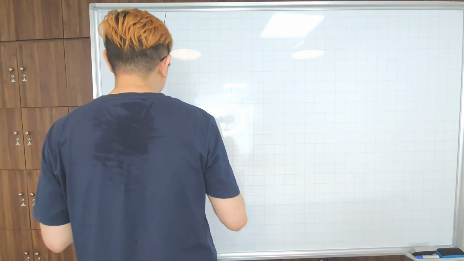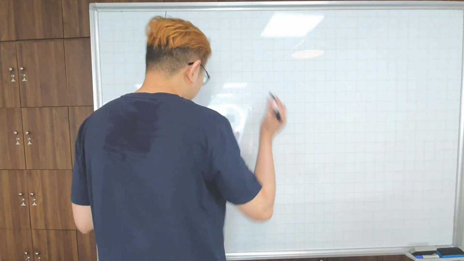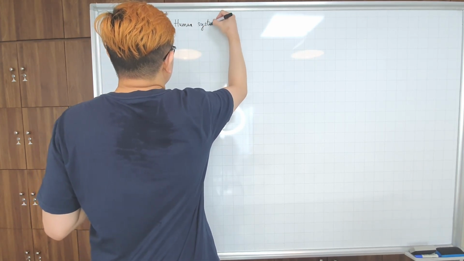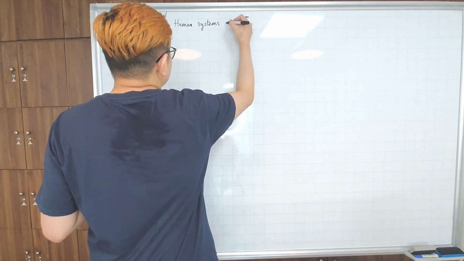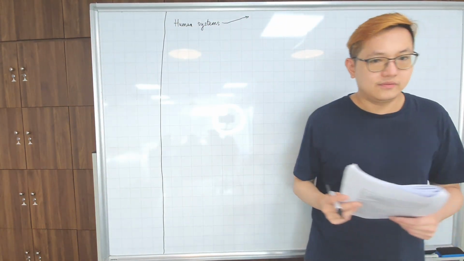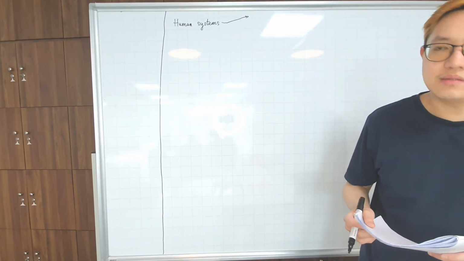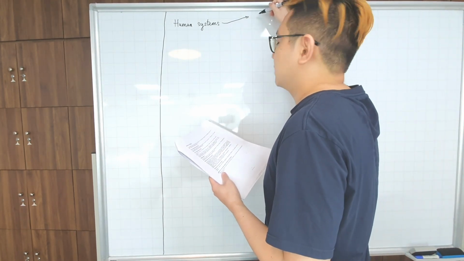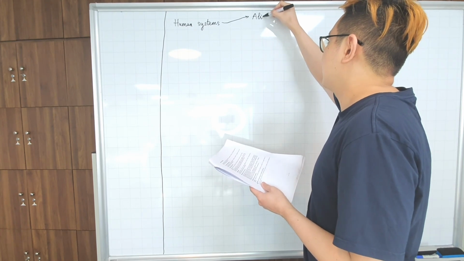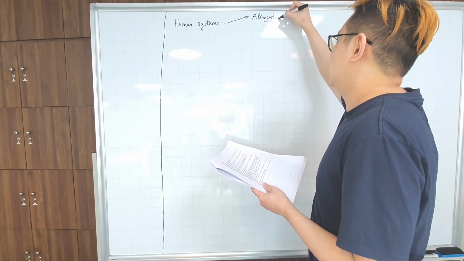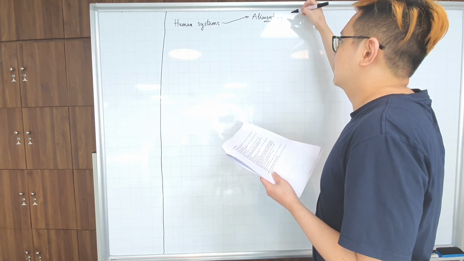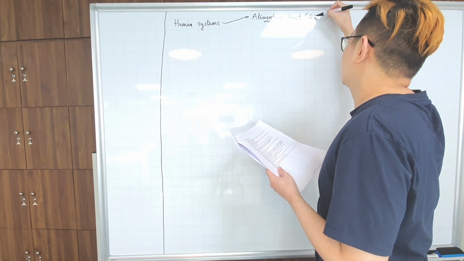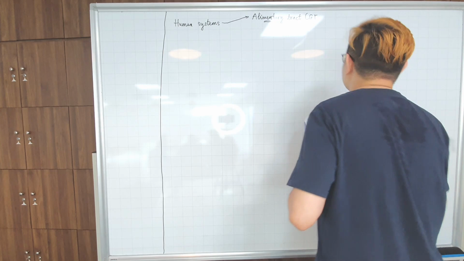Okay, let's do. So we have a lot of systems, okay? So like the human systems. So first, and I think the easiest one to learn is basically the GI tract. It's called alimentary tract, or we can also call it gastrointestinal tract, GI tract.